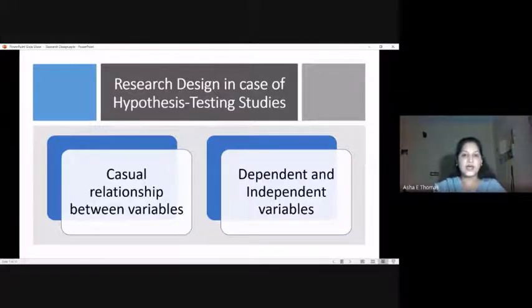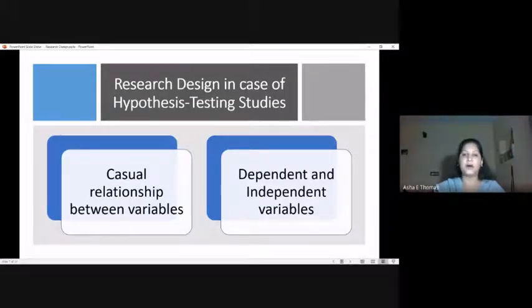In a research design for a hypothesis testing study, there are two things you have to remember. The first thing is that such a study will always be trying to establish a relationship between variables. That is, we are establishing the relationship between two or more variables. Maybe you have 6 to 7 independent variables and one dependent variable.